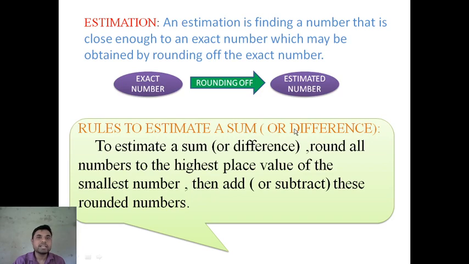My dear students, the rules to estimate a sum and difference are the same. So what is the rule? To estimate a sum or difference, round all numbers to the highest place value of the smallest number. Then add. If you are doing a sum, you add. If you are doing a difference, you subtract these rounded numbers. Let's do it and explain in the given example.